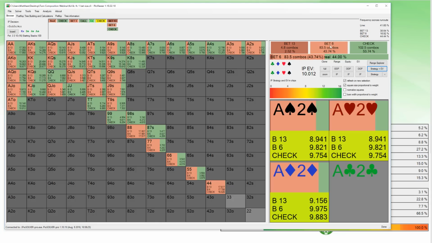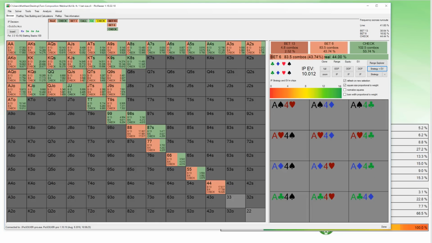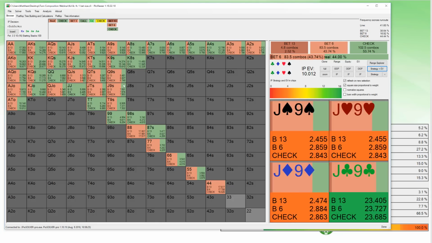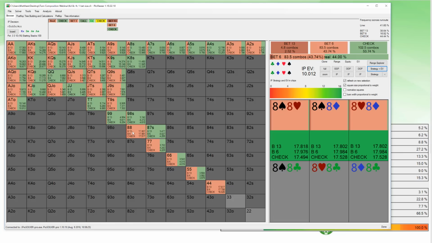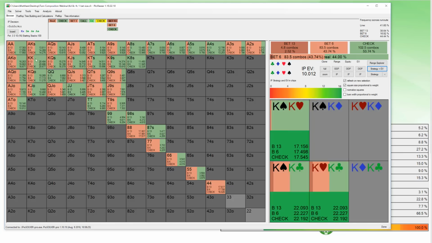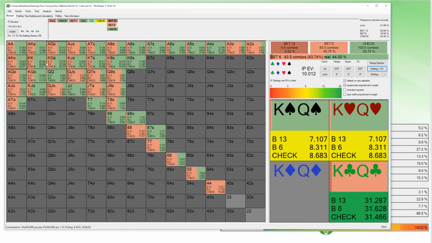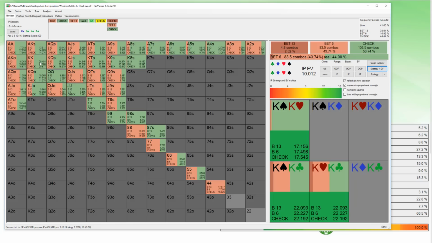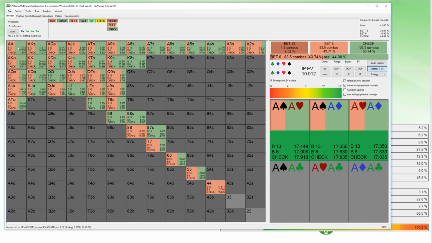So it's always using the bet six and not the bet 13. And yes, we're always betting our sets, pocket eights, pocket fours. It is checking some of the bigger sets, aces and kings, just as there's not as many hands that can call. It's betting kings with the club.